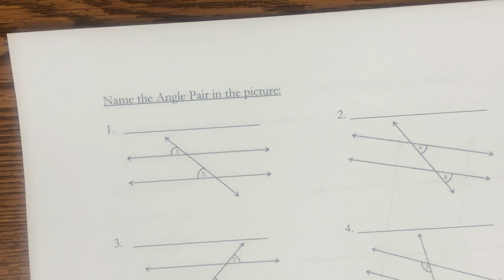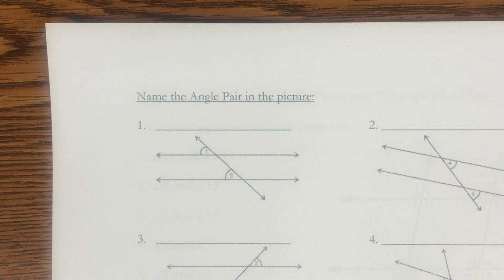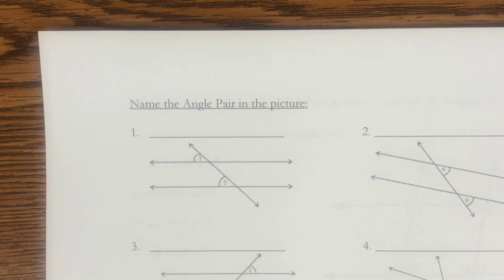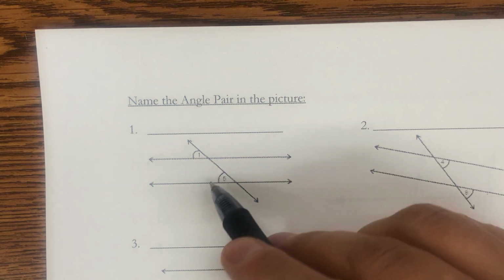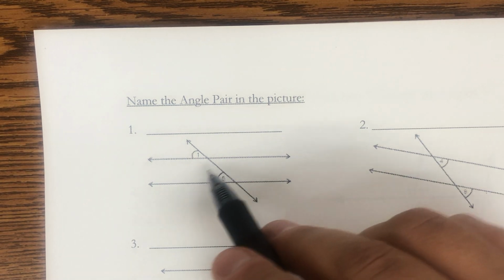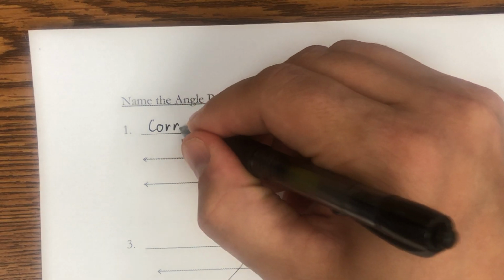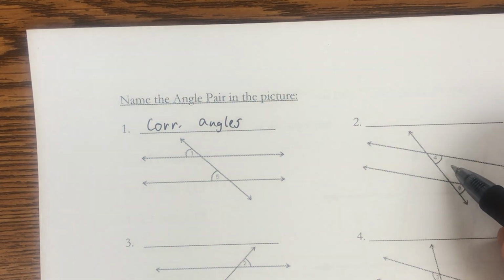Naming the angle pairs. What I'd like you to try and do is push pause here and give this a shot on your own. This shouldn't take long. Just say, are they corresponding, alternate interior, alternate exterior, and then turn the video back on and see how you did. All right, number 1. These are corresponding. They're both to the left of the transversal, and they're both above the line, so corresponding. Notice I abbreviated it.